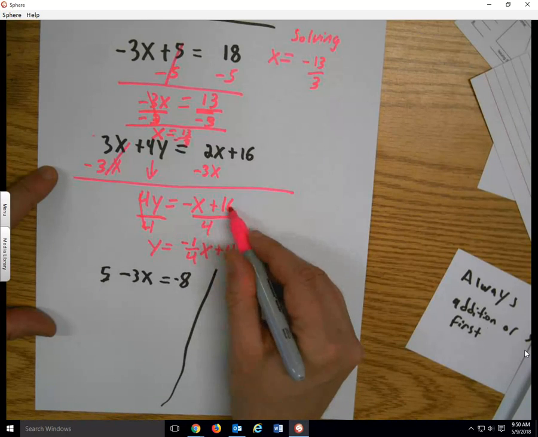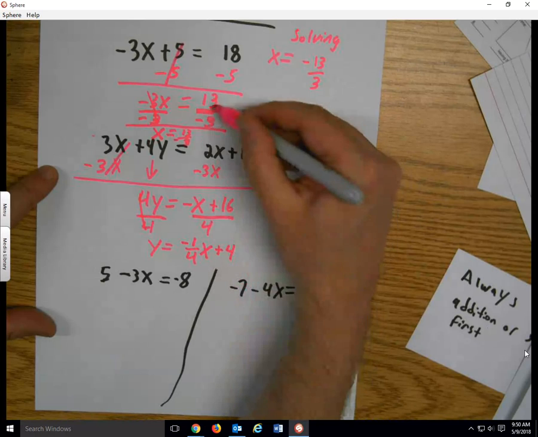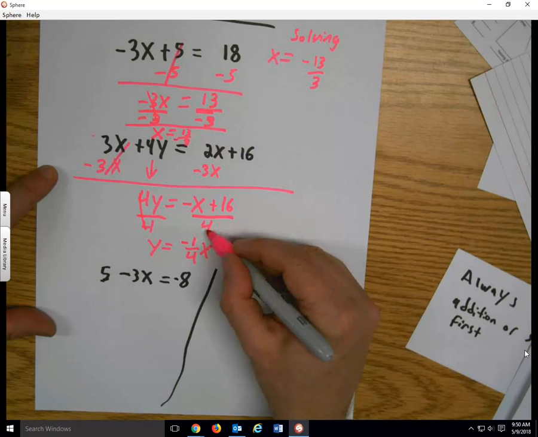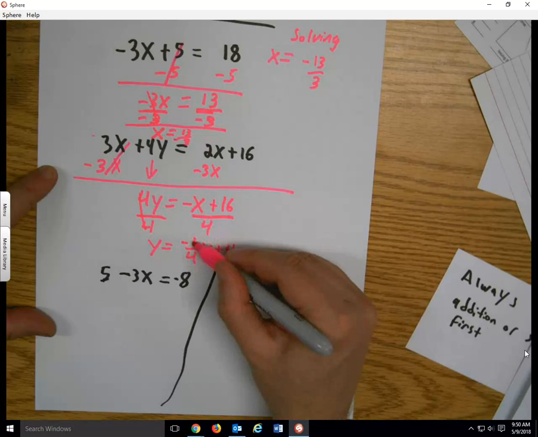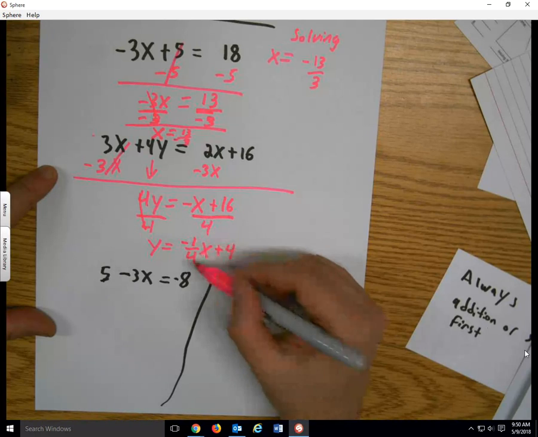Since 4 can go into 16, you don't write it as a fraction, you write it as the number. 4 goes into 16 4 times. 4 can't go into 1, so you just write it, 1 over 4.